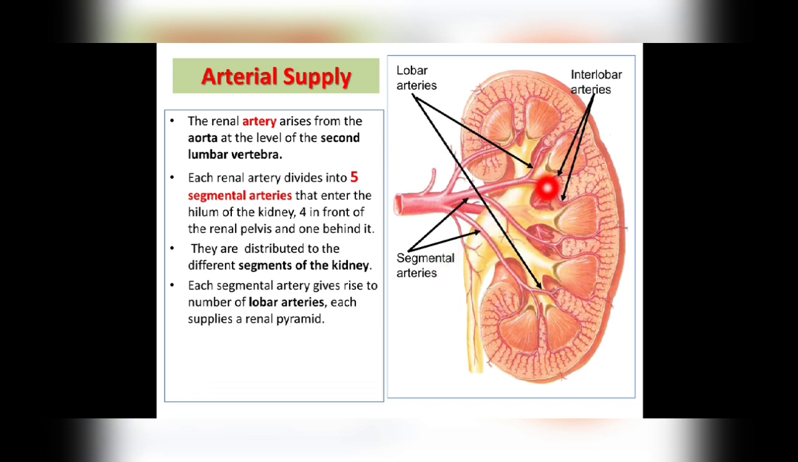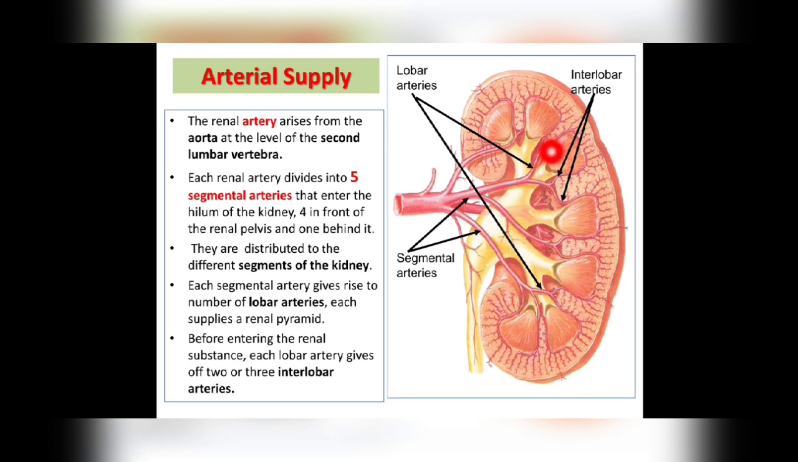Each segmental artery gives rise to a number of lobar arteries. Each supplies a renal pyramid. So in this diagram we can see the segmental artery, the lobar artery, and the renal pyramid. Before entering the renal substance, each lobar artery gives off 2 or 3 interlobar arteries. These are interlobar arteries.